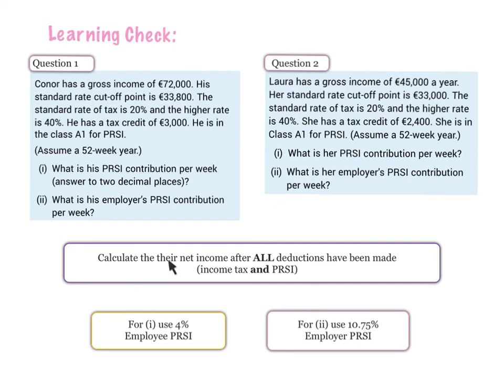I then want you to calculate both of their net incomes after all deductions have been made, and that includes their income tax and their PRSI. So see how you go with these two questions. Use the previous example as a guide, and hopefully it won't be too difficult for you all. As always, if you have any questions, just drop me a message.